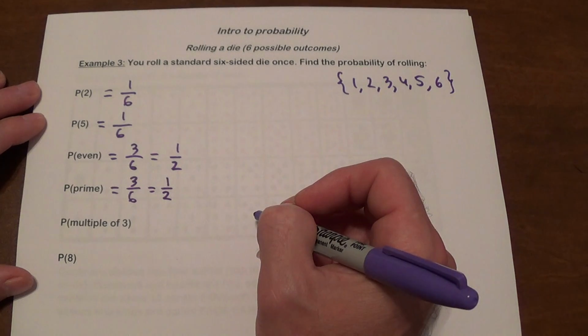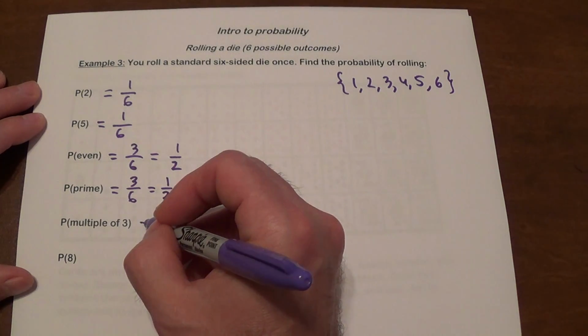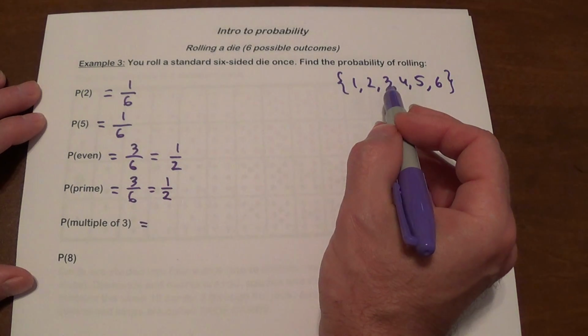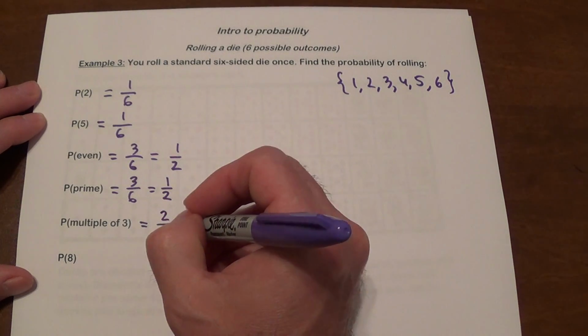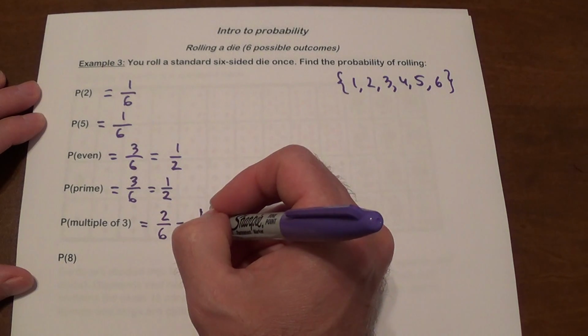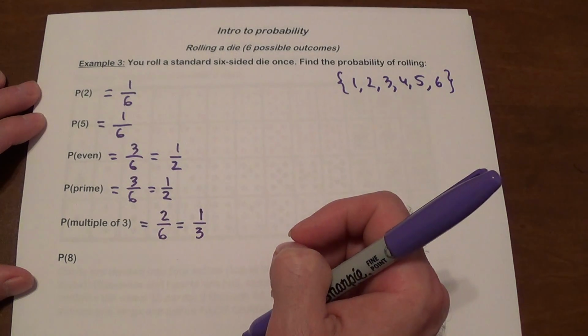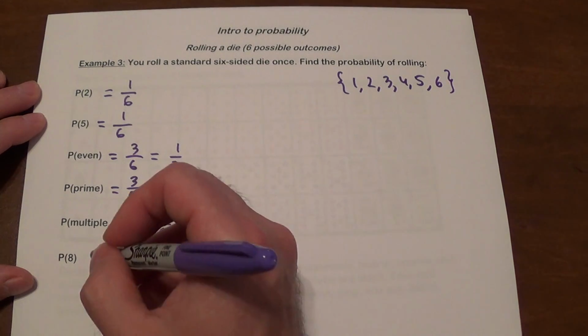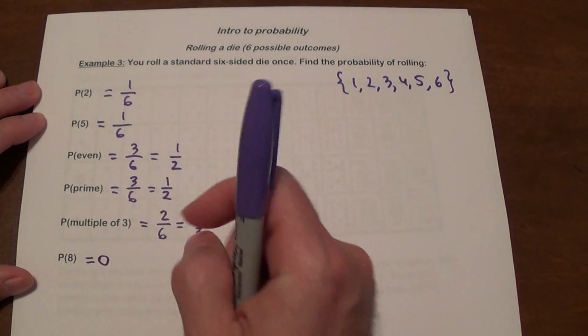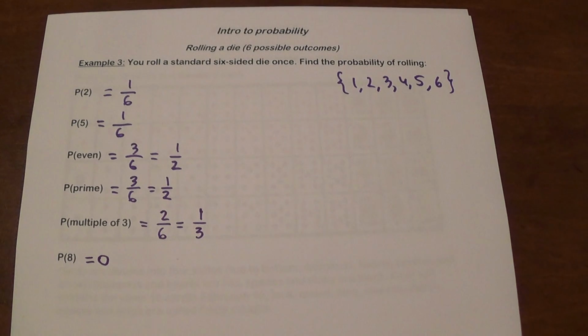What's the probability you're going to get a multiple of 3? Well, multiples of 3 are what numbers? That's 3 and 6, only 2. And still over 6, that's going to simplify to 1/3. What is the probability you roll a standard die and get an 8? 0. Not going to happen.